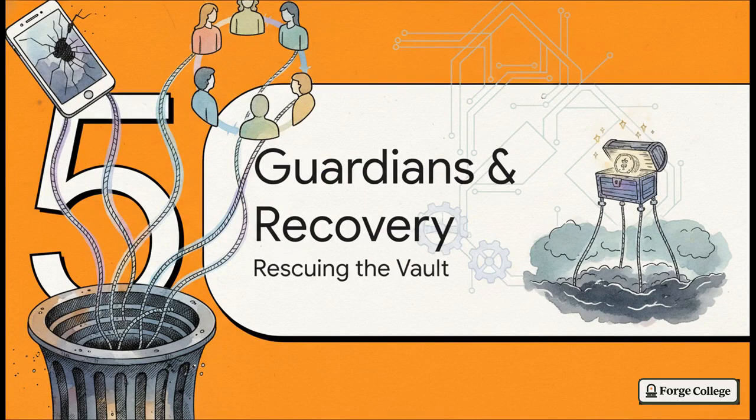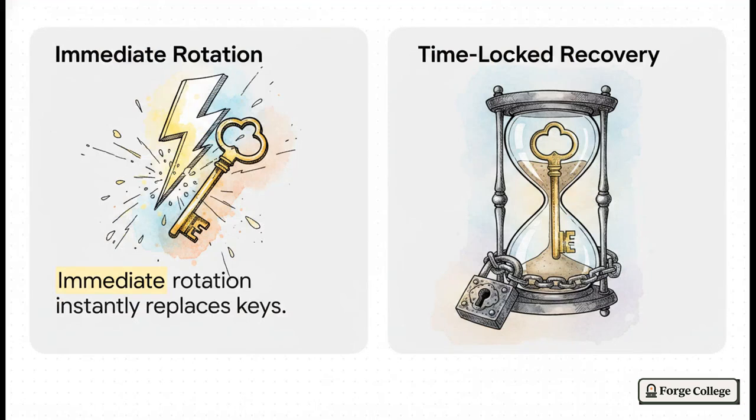Section 5. Guardians and Social Recovery. Rescuing the Vault. Okay, but even with the best UX in the world, what happens when an owner inevitably drops their hardware wallet down a storm drain? Well, the vault is stuck, and this is exactly where we trigger our social recovery protocols.